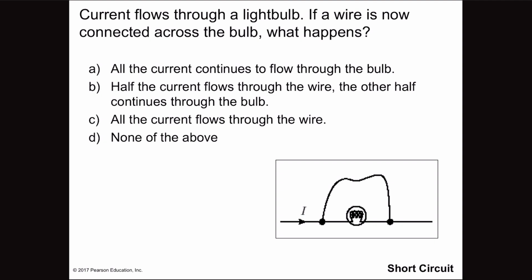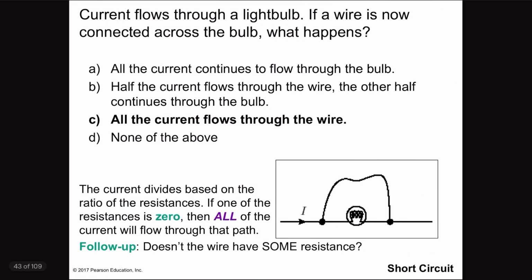So basically all the current flows through the wire, none of it goes through the light bulb. So your light bulb would turn off. And it's a short, that's what that's called. You shorted out the circuit so that there's an easier path to go through than through the actual light bulb itself.